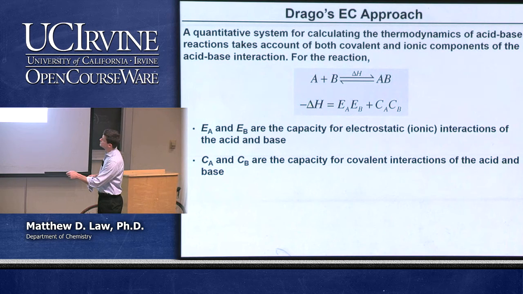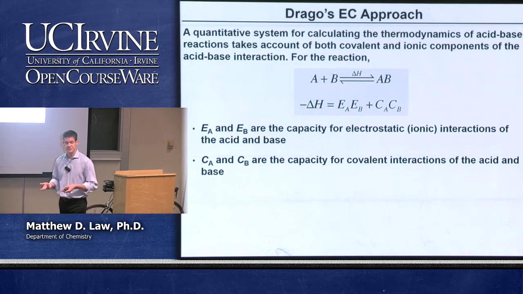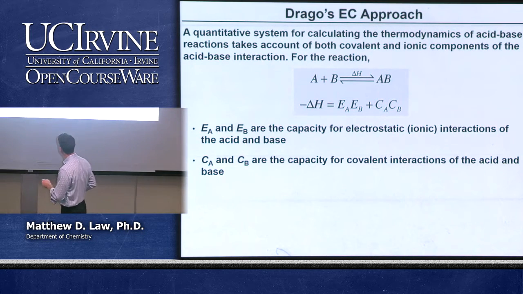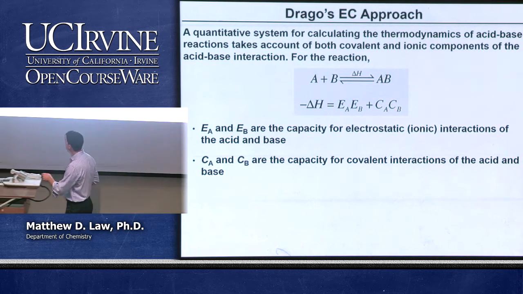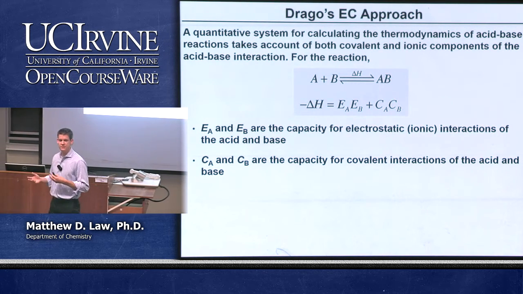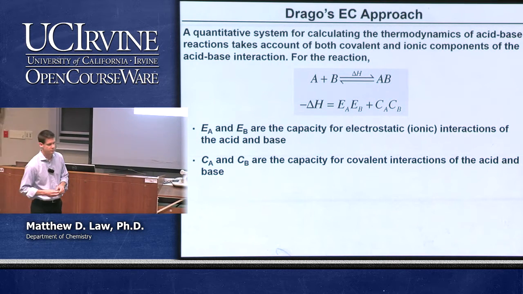The enthalpy in this Drago approach is given with this equation here, where we have the E of the acid and the E of the base plus the C of the acid and the C of the base. So what's E? E is the capacity for electrostatic or ionic interactions with the particular acid or base that we're talking about. And C is a measure of the capacity for covalent interactions. These are all given in units of energy per mole, so kilocalorie or kilojoule per mole.